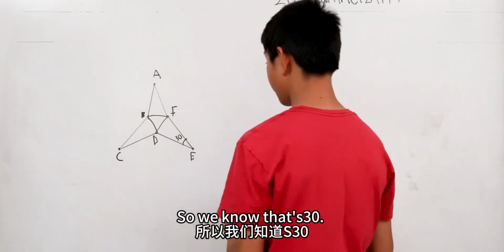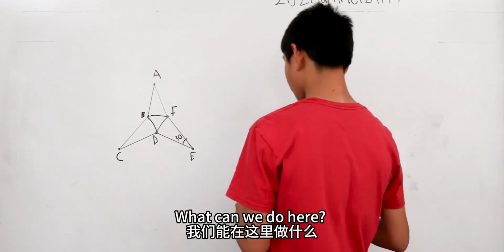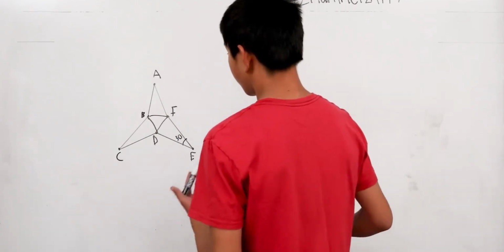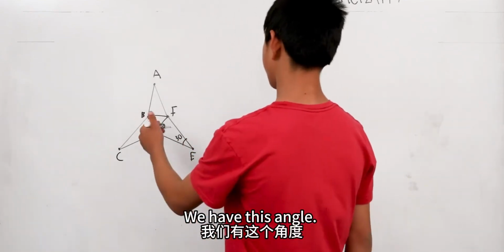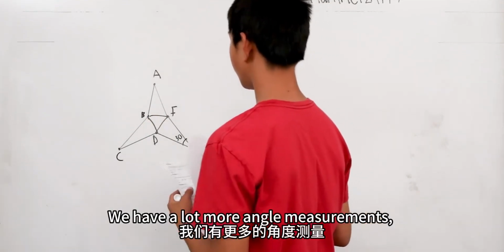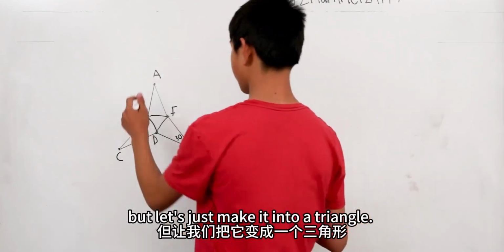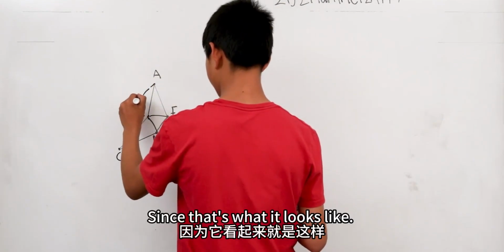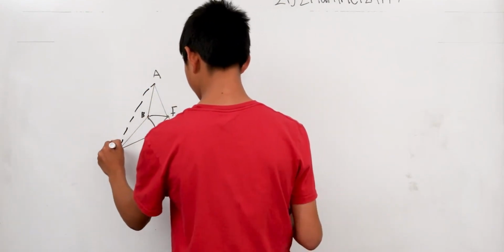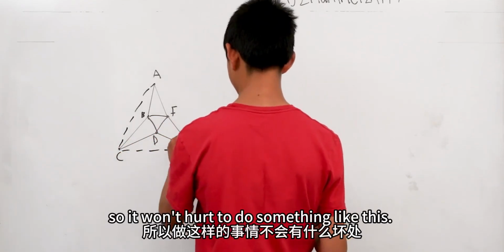So we know that's 30. So here, let's see. What can we do here? Well, we have this angle. We know that's 30 degrees, and we have a lot more angle measurements. But let's just make it into a triangle, since that's what it looks like. We are given the area too, so it won't hurt to do something like this.